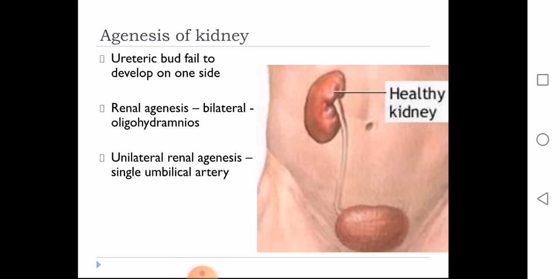What about unilateral agenesis of kidney? Only one kidney. No problem. We can survive with one kidney. The surviving kidney will grow a bit larger to accommodate the extra function. And this is more common in males. It's usually asymptomatic. The patient will not have any complaints. And while you are doing investigations for other conditions, you might find it as an incidental finding.